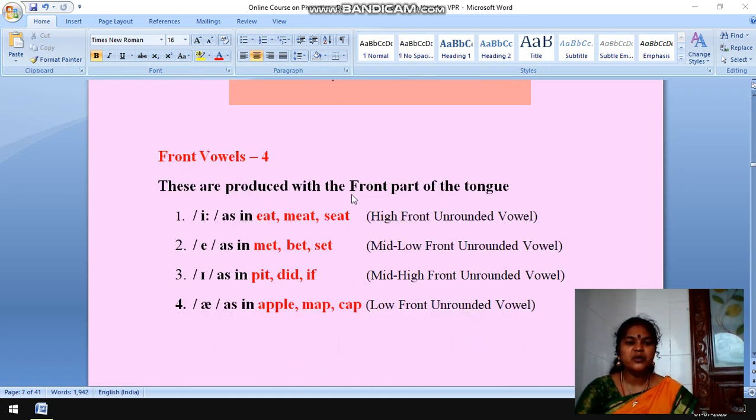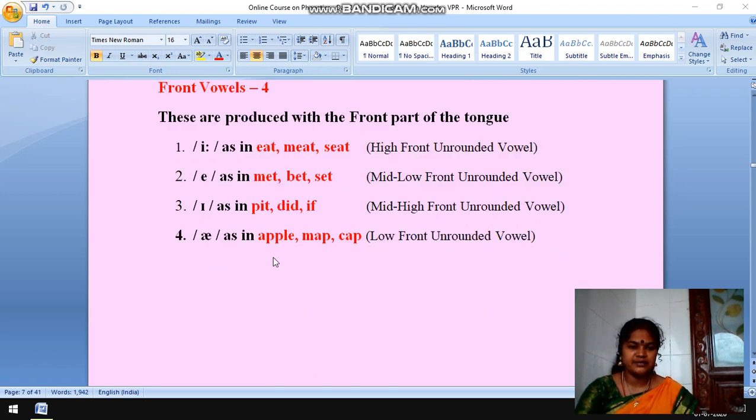The front vowels are produced with the front part of the tongue. E, as in eat, meet, seat, is a high front unrounded vowel. The vowel as in met, bet, set is called a mid-low front unrounded vowel. The vowel as in pit, dit, if is a mid-high front unrounded vowel. The vowel as in apple, map, cap is a low front unrounded vowel.